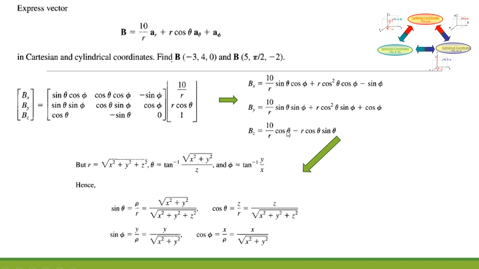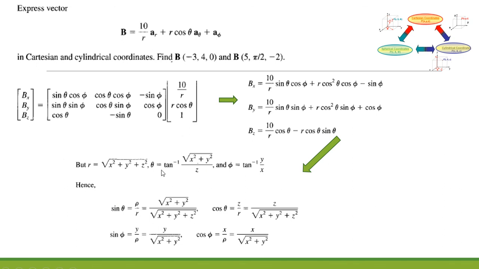After getting this equation, we have to calculate for these things. So here r, the radius, will be the square root of x square plus y square plus z square, which is the formula. Theta is equal to tan inverse of root of x square plus y square by z, and pi will be tan inverse of y by x.